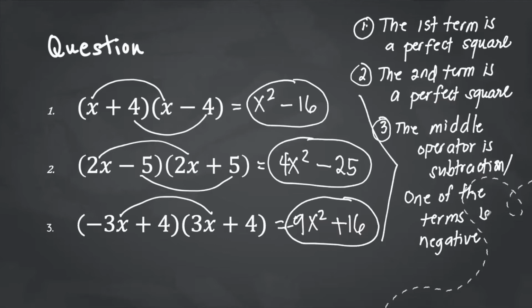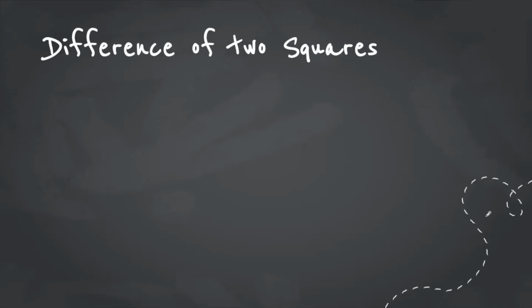When we multiply the sum and difference of two terms, we get an answer in which the first term is a perfect square, the second term is also a perfect square, and the middle operator is subtraction, or one of the terms is negative. In other words, when we multiply the sum and difference of two terms, we get the difference of two squares.